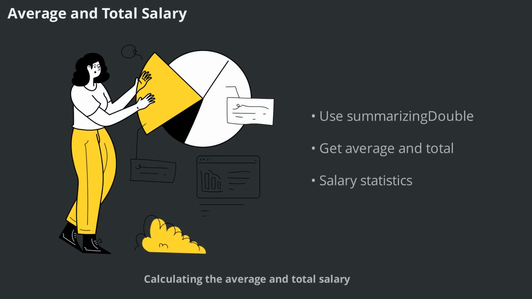Calculating the average and total salary of employees is a common business requirement. With streams, you can use summarizingDouble to get both values in one go. This operation is efficient and demonstrates your ability to perform statistical analysis using streams.